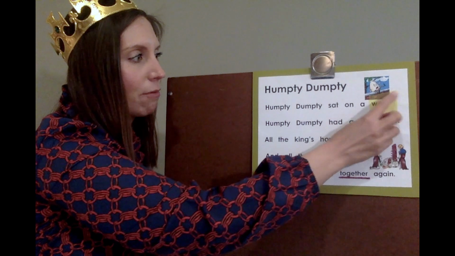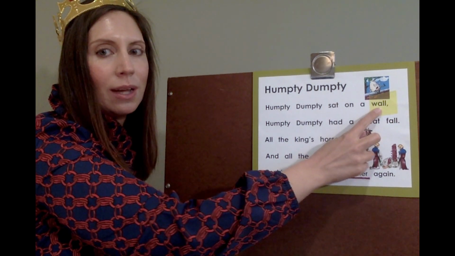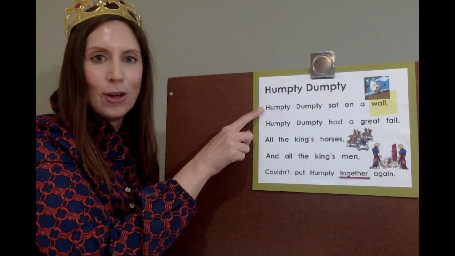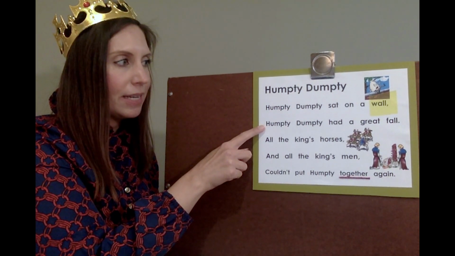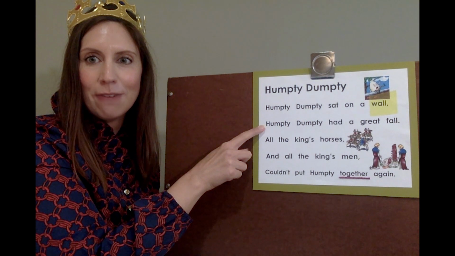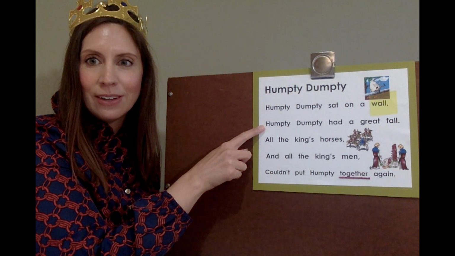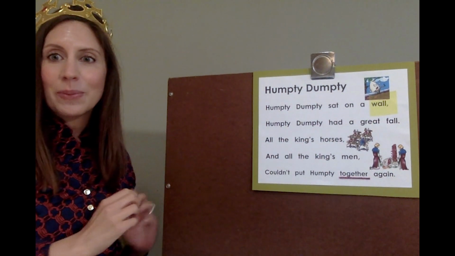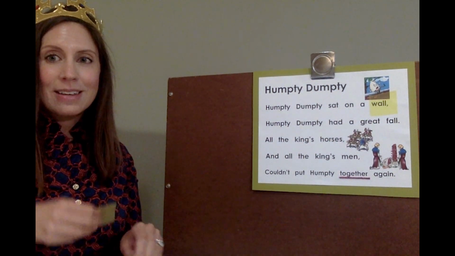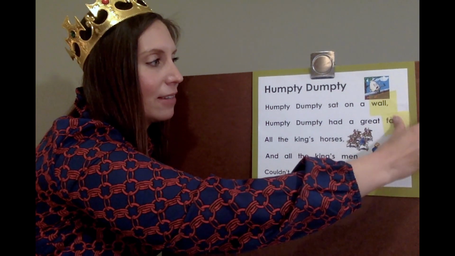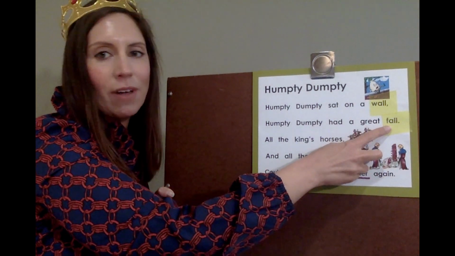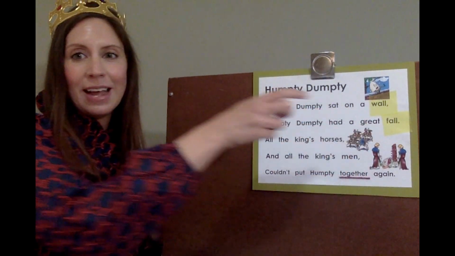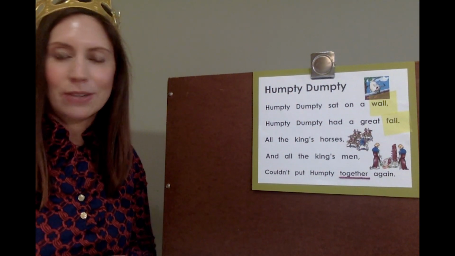There's a word that rhymes with wall. Listen again. Humpty Dumpty sat on a wall. Humpty Dumpty had a great fall. You're right. Wall and fall rhyme. They both sound the same at the end. Wall, fall. You say it. Wall, fall. Let's look more closely at these two words.